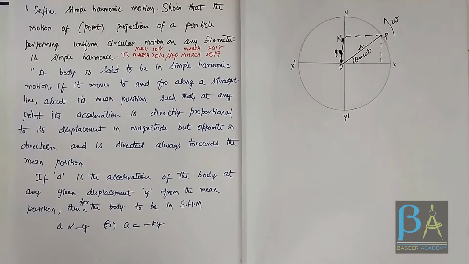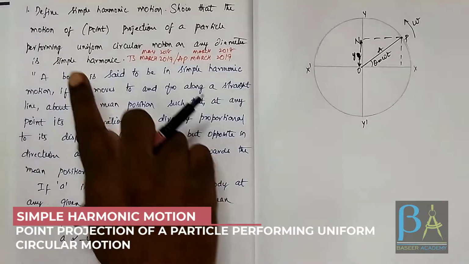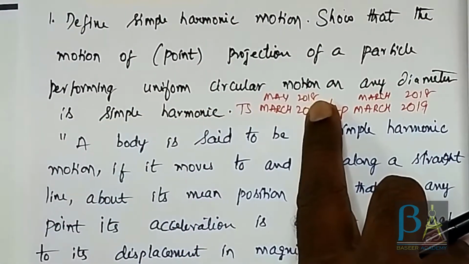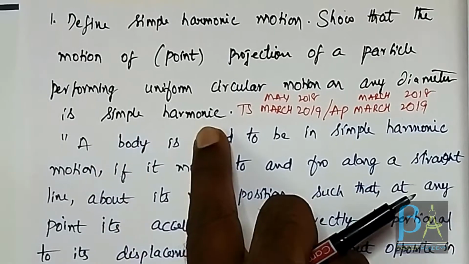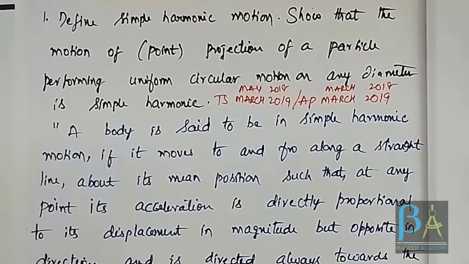In this video, we will be discussing what simple harmonic motion is, and then we'll also prove that the motion of a point projection of a particle performing uniform circular motion on any diameter is simple harmonic. Let us first discuss what is a simple harmonic motion.